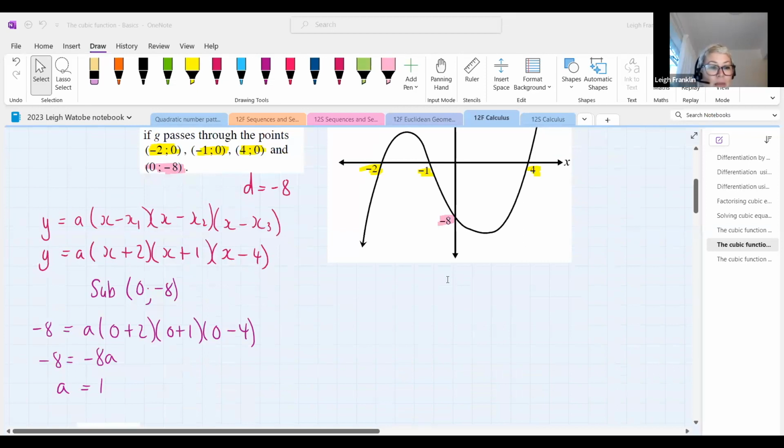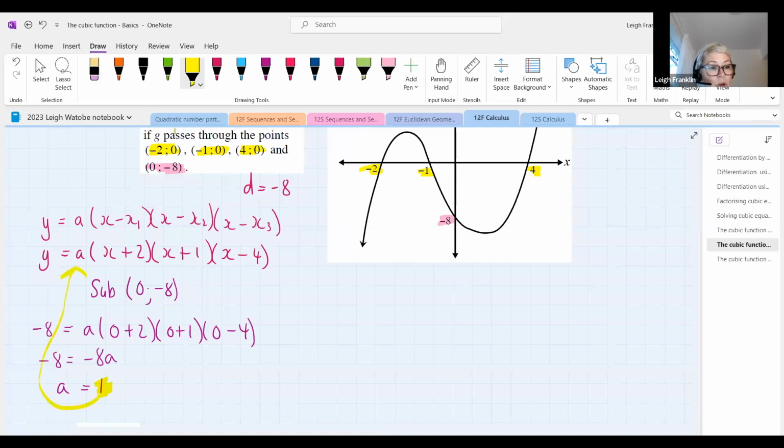Now we've got to take that and sub it back into our second line of working. So in other words, this 1 over here, because it might not always be 1, we've got to substitute it in over here. So we would end up with this. Therefore, y equals 1 times (x plus 2) times (x plus 1) times (x minus 4).